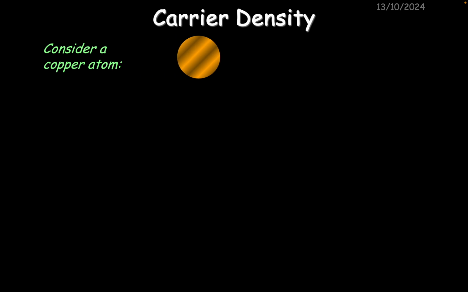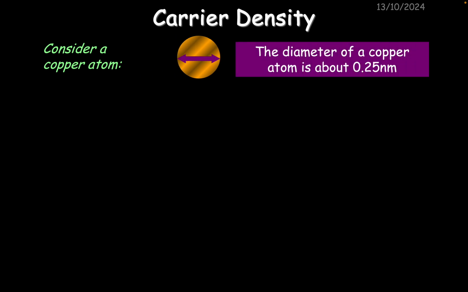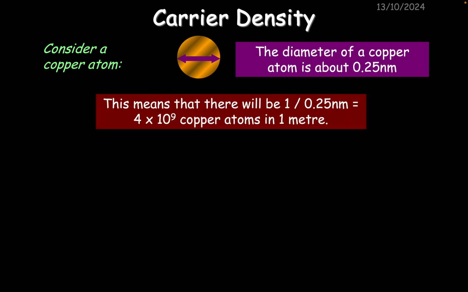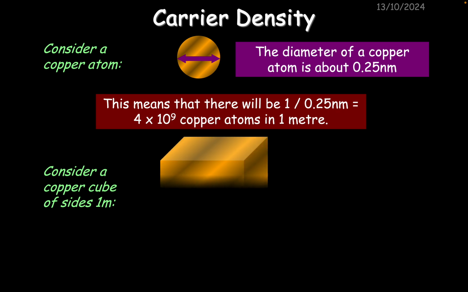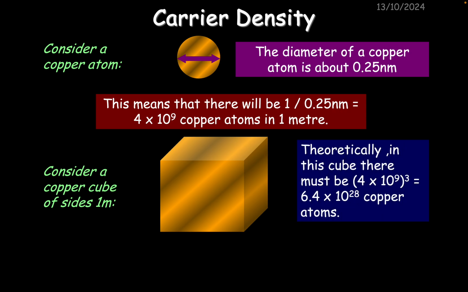So carrier density, for example, in copper is how many free electrons there are per atom. So you can work out, for example, the size of an atom is less than a nanometer. Yes, it's the order of 10 to the minus 10 meters. If you know the size of the atom, you can work out how many atoms there are in 1 meter of length. That means you should be able to also work out how many atoms there are in a cube of 1 meter cubed. So you work out that there must be 6.4 times 10 to the 28 copper atoms using standard form. And if each of those atoms has 1 or 2 free electrons, you can then estimate how many free electrons there are per meter cubed.